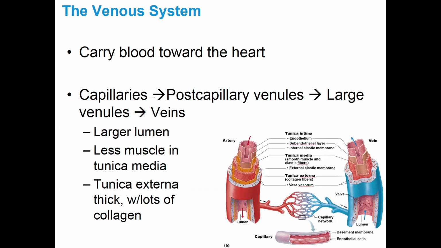All right, so on the venous side of things, what we've got there is less elastic tissue, appreciably none, and then a thinner layer of smooth muscle. So you can see here on the arterial side, there's a pretty thick tunica media on the artery, and then relatively thin here on the vein. And then some other differences: there's a larger lumen, a larger opening on the venous side, less muscle in the tunica media, and the tunica externa is pretty thick and has lots of collagen. So if anything, the tunica externa on the venous side is a little bit thicker.